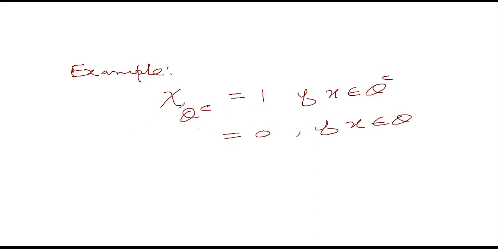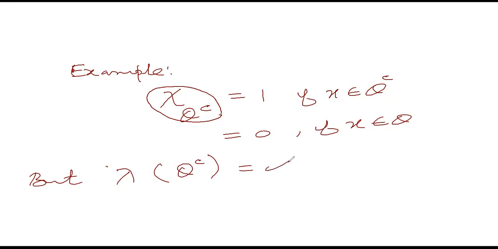But the representation of this function is just this one, chi of Q complement. So in the representation of this simple function, we have only one term, chi of Q complement, and the Lebesgue measure of Q complement is infinite.